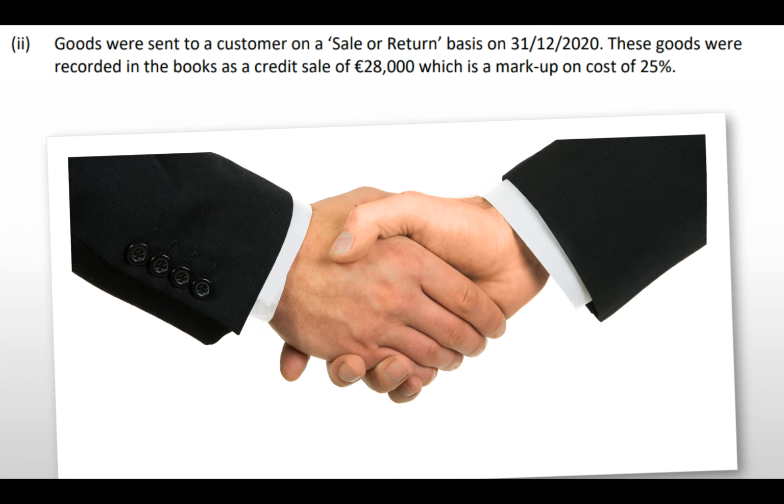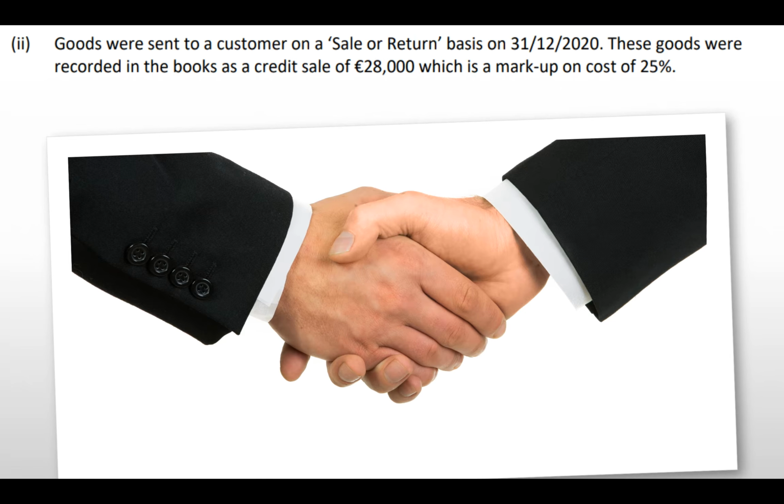Okay, so note 2 then. Note 2 there is goods that were sent to a customer on a sale or return basis on the 31st of the 12th, 2020. These goods were recorded in the books as a credit sale of €28,000, which is a markup on cost of 25%. Okay, so here students do really awful at this, but it's actually quite simple when you understand what a sale or return is. So what is sale or return? This is basically an agreement between the seller and buyer that states that goods that are not sold will be taken back without having to be paid for.